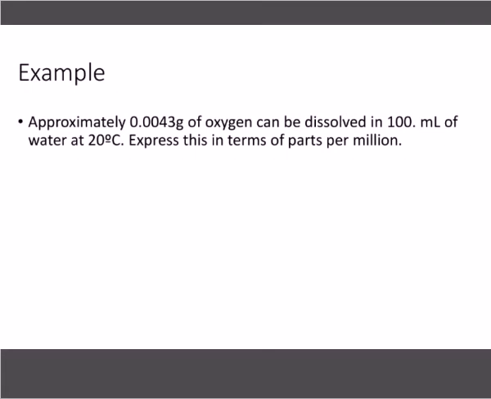Approximately 0.0043 grams of oxygen can be dissolved in 100 mL of water at 20 degrees Celsius. Express this in terms of parts per million. So what's my solute? Oxygen, right? It's being dissolved in water. So it's 0.0043 grams of oxygen dissolved in 100 mL of water.